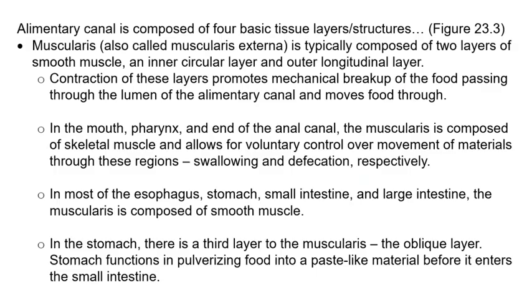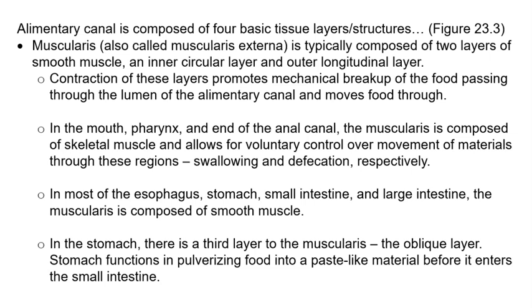The muscularis, which is also called the muscularis externa, is a region that is typically composed of 2 layers of smooth muscle. The first is an inner circular layer, and the second is an outer longitudinal layer. Contraction of these layers promotes a mechanical breakup of the food that is passing through the lumen of the alimentary canal, and it also moves food down the length of the canal.